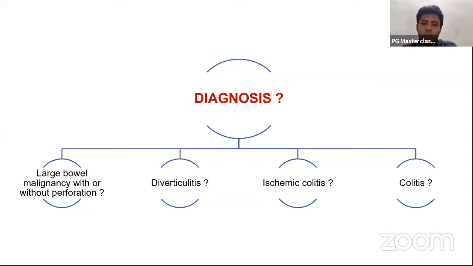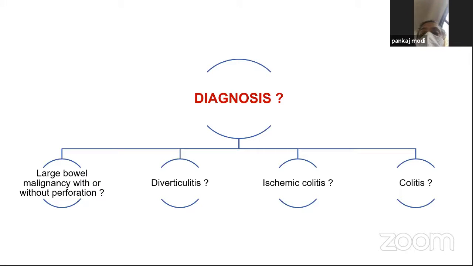Third, ischemic colitis can also present with similar complaints, but on examination there was no blood or melena on digital per rectal examination, which is generally a common clinical finding in ischemic colitis.